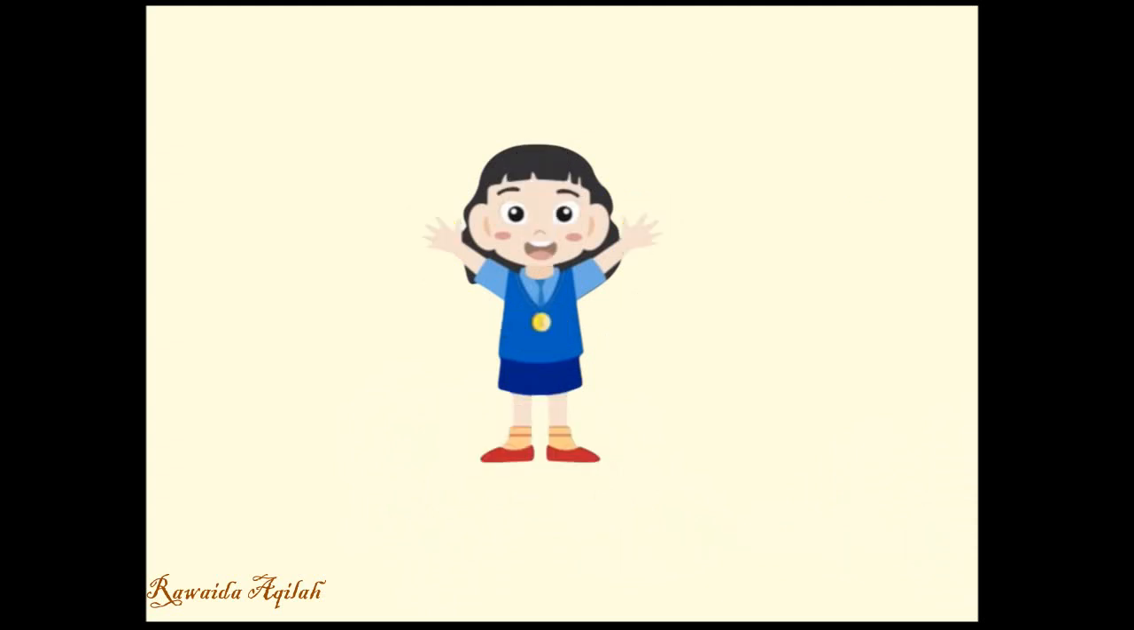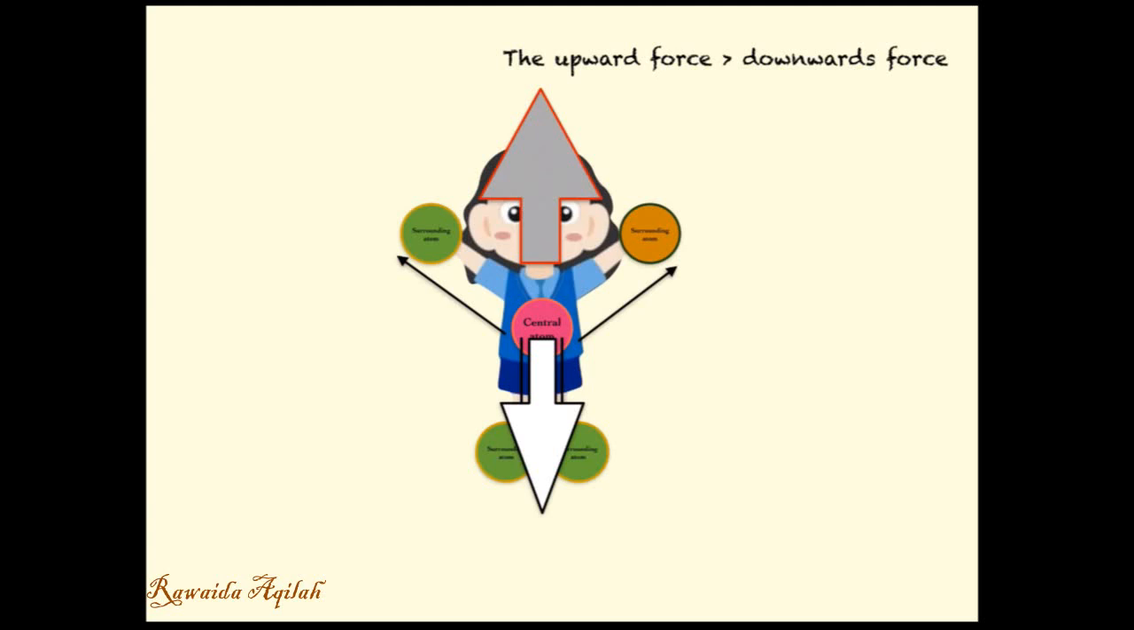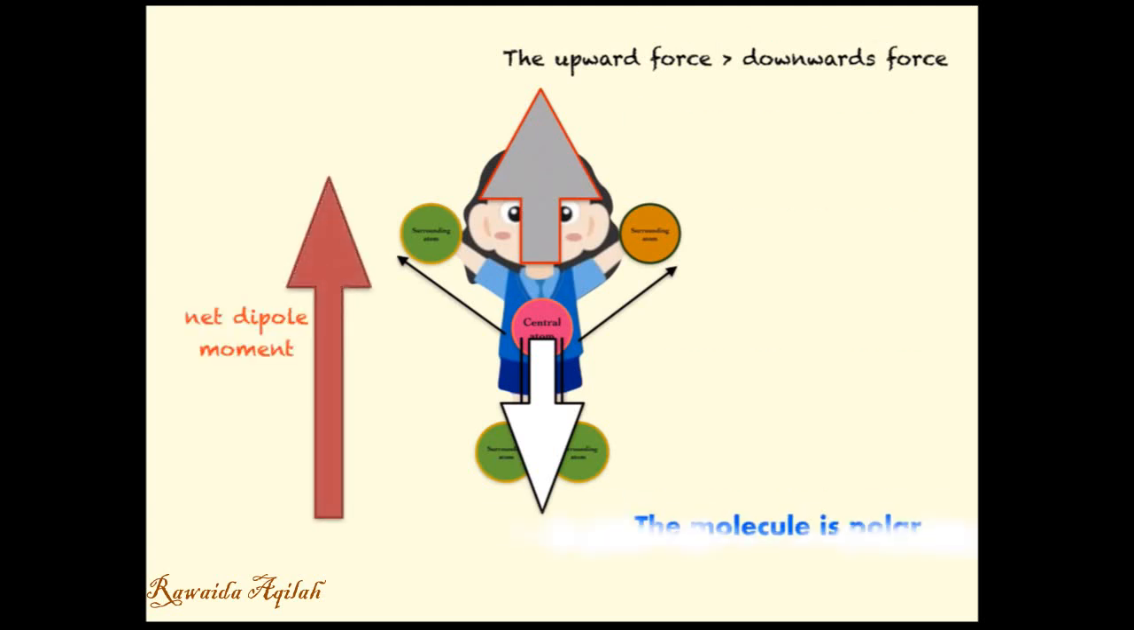Take this kit as a molecule in another example. Each limb has a surrounding atom, but one of the limbs has a different atom with higher electronegativity than the other surrounding atoms. There is still an outward and downward force acting on the molecule, but the outward force is stronger than the downward force, which results in a net dipole moment to the top, and hence this molecule is a polar molecule.